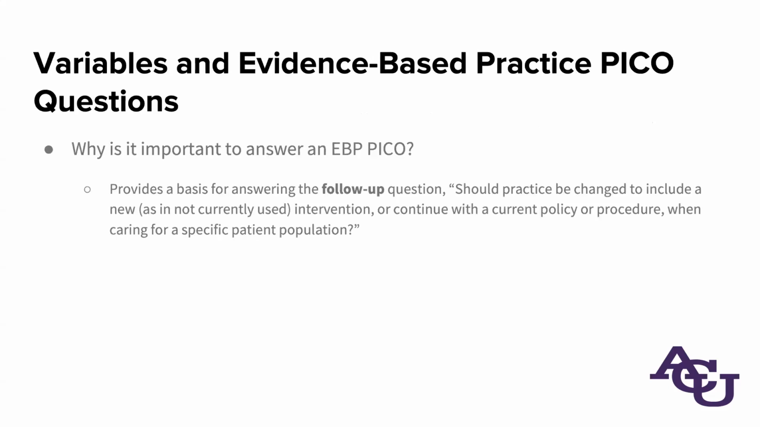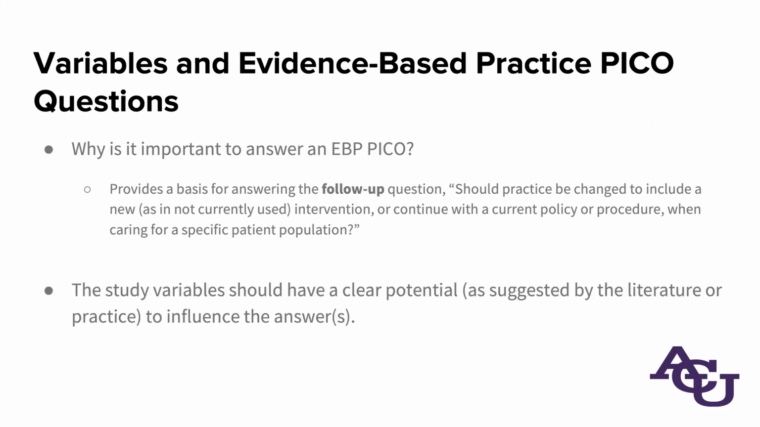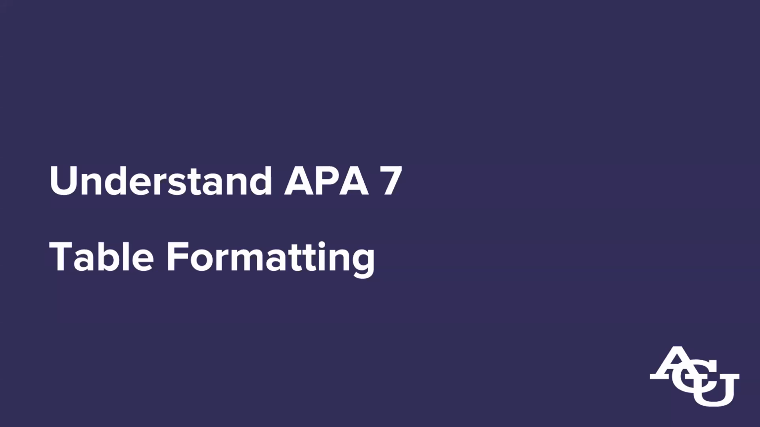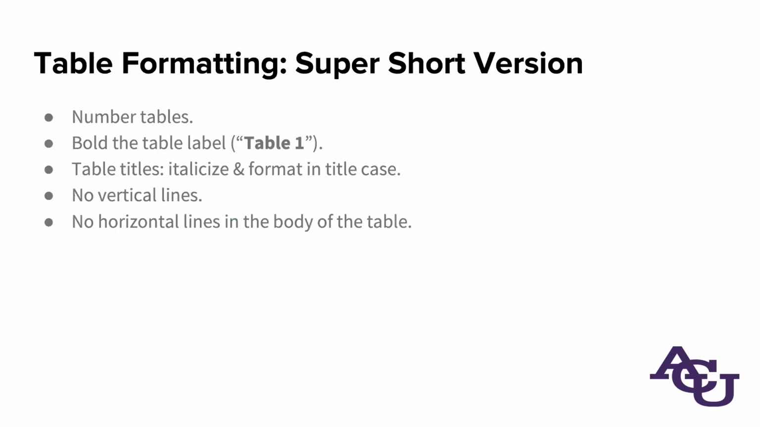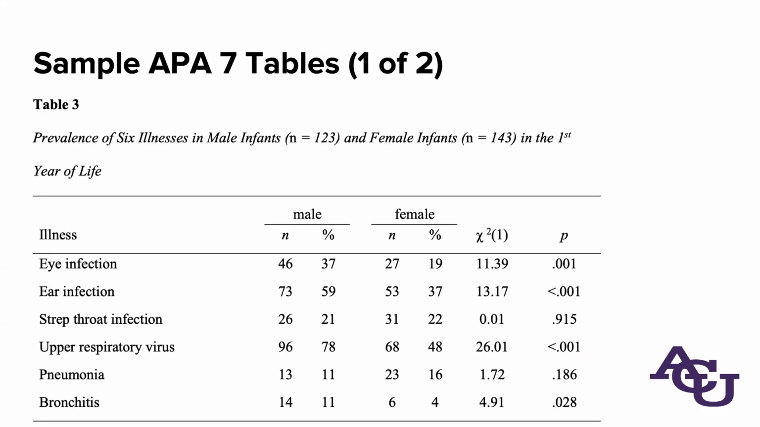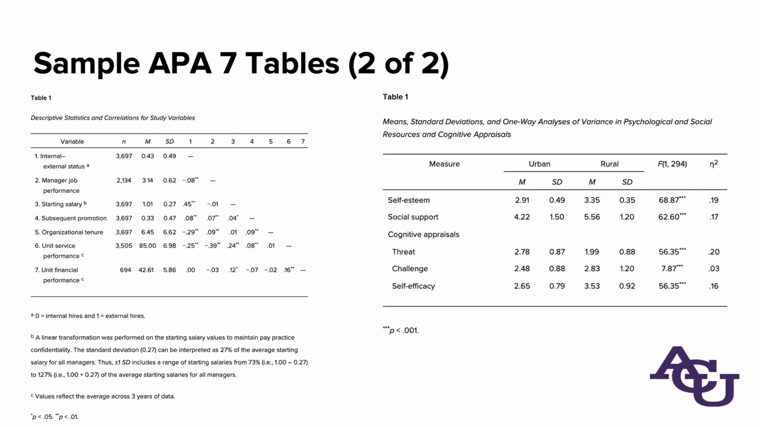And talked about the connection with the PICOs and the eventual research, but wanting to focus on, okay, what are you trying to answer in this particular project right now, as opposed to what people do next, and making sure that your study variables have a clear alignment with that. Talked about APA table formatting. We walked you through how to format your table.